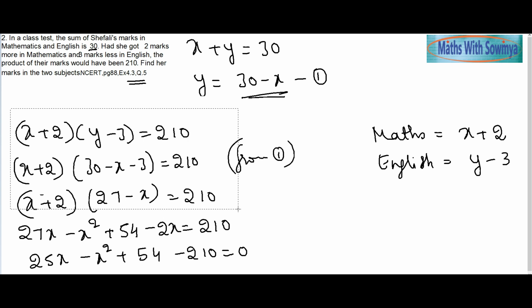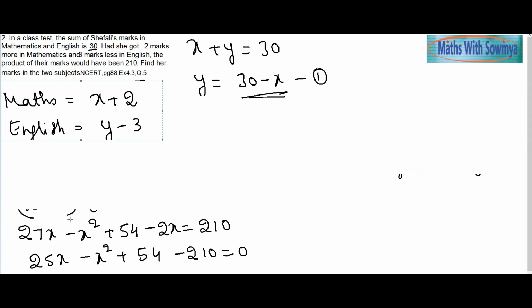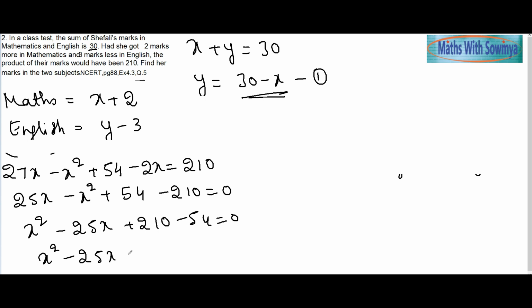So we shall continue further. Making X square positive, taking everything on the right hand side. So this will be X square minus 25X plus 210 minus 54, which is equal to 0. X square minus 25X plus 156 equals 0. So now we will solve this by factorization method.